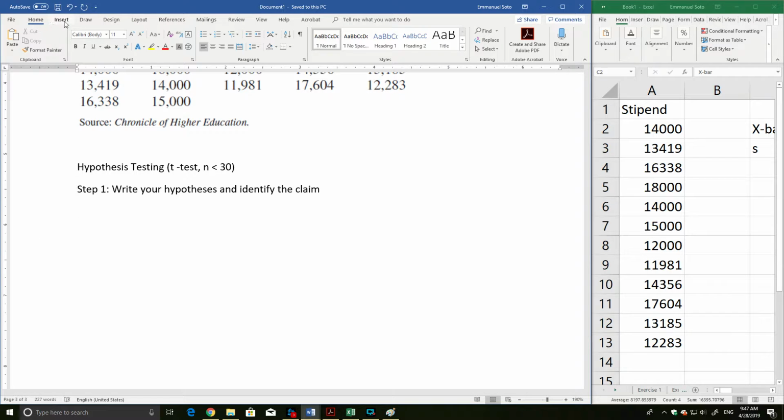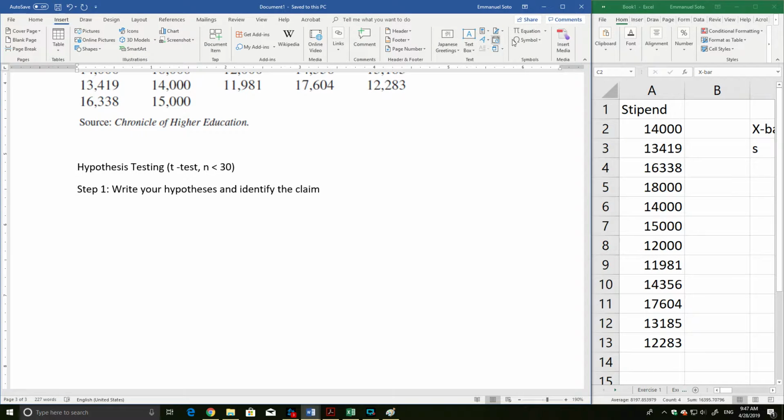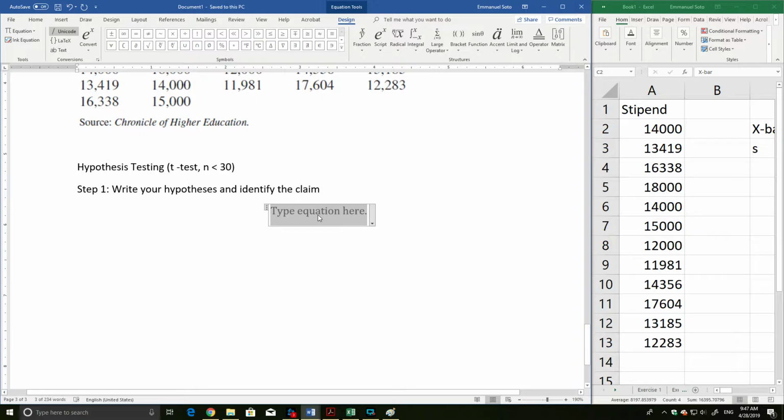H0 is for our null hypothesis. So we're going to go to insert, and go to equation, and this will help us write some symbols. We have H sub 0, so H underscore 0, and then you can space colon, and that will bring the number to the bottom. And if you want mu, it's /mu.